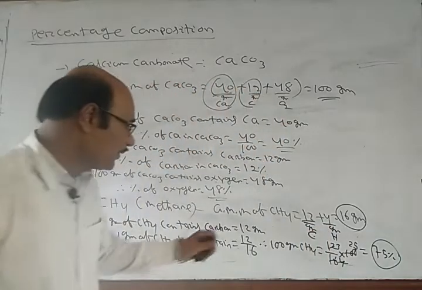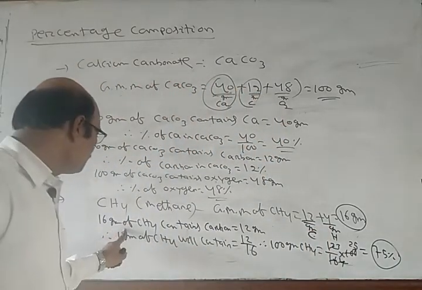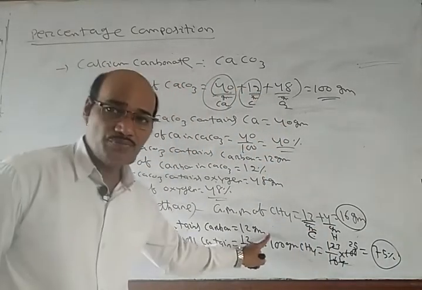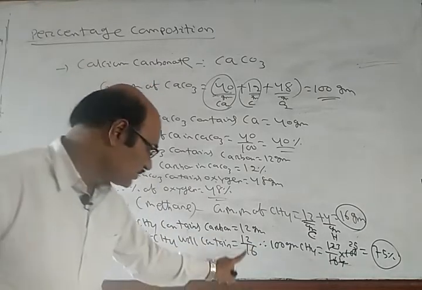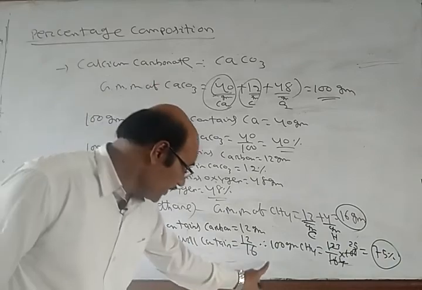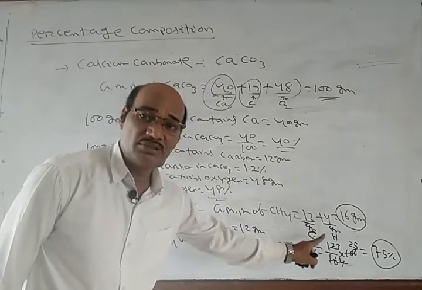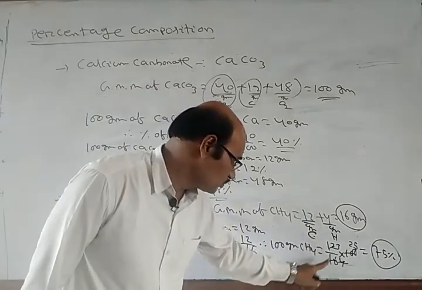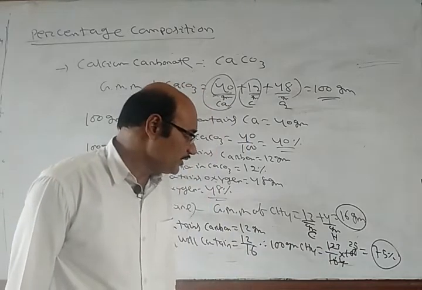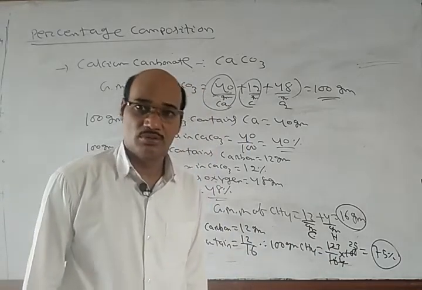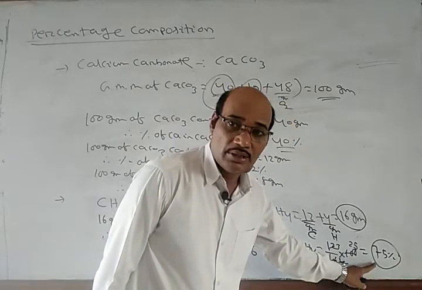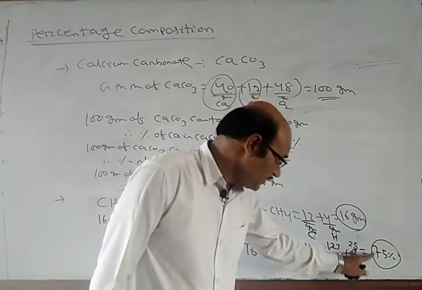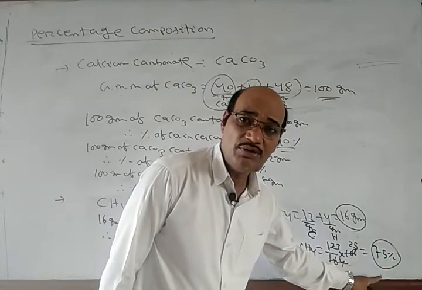Okay. So what will I write? 16 gram of methane contains carbon 12 gram. Therefore 1 gram of methane will contain carbon 12 by 16. Therefore 100 gram of methane will contain how much carbon? 12 by 16 into 100. That is 75% of carbon. The meaning of this is that in methane, 75% of carbon is there.